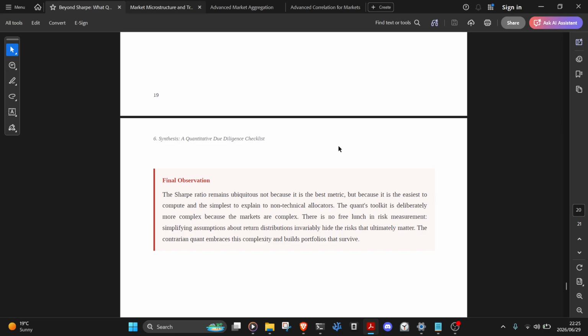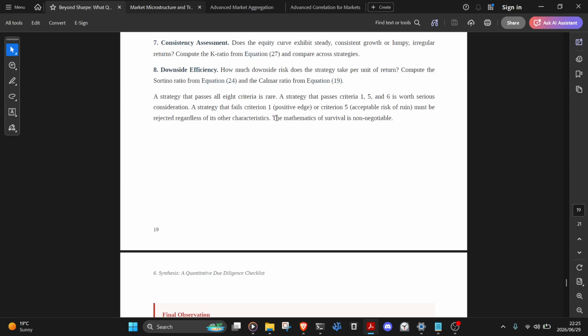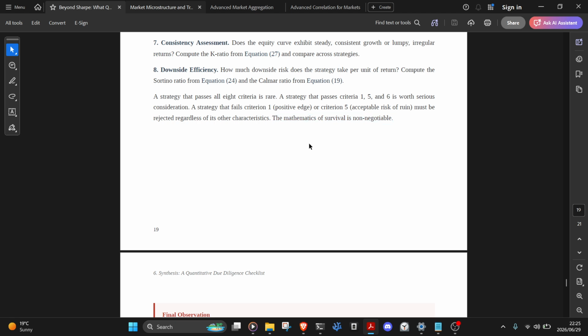The quant toolkit is deliberately more complex because the markets are complex systems. There is no free lunch in risk measurement. Simplifying assumptions about return distributions invariably hide the risks that ultimately matter. The contrarian quant embraces this complexity and builds portfolios that survive because the mathematics of survival is non-negotiable. You can have the most positive edge in the world, but if you can't manage your risk, that means nothing. Because edge is how you make money, but risk management is how you keep money.